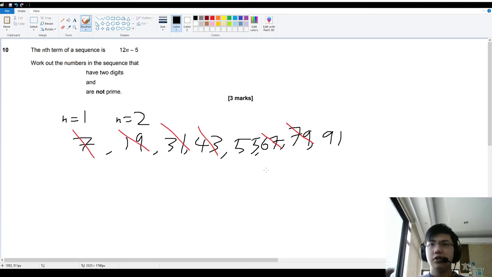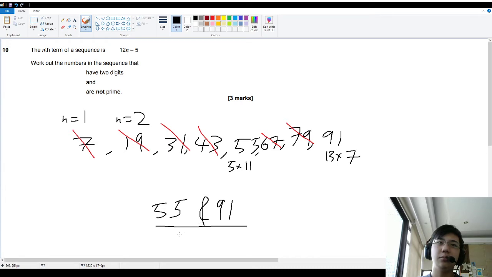Some students may be easily fooled by some of the bigger numbers, as some of the bigger numbers may not actually be primes but look like primes, like 91, which is actually 13 times 7, while 55 is obviously 5 times 11, meaning that 55 and 91 are the only two numbers that fit this rule, both 2 digits, non-prime.